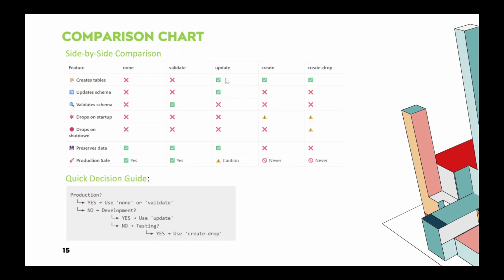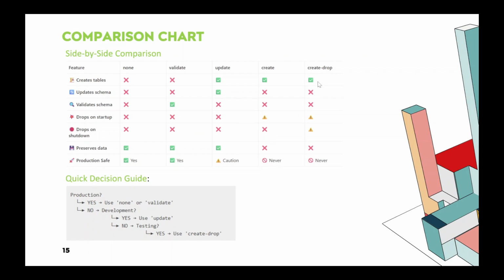Update is a problem. It will create tables and update the schema, but it does not check for schema changes properly. If the schema is different, it is going to create new schema elements. It maintains the data, though. Create means it will create new tables. It doesn't do schema checks and doesn't validate schemas, so be careful with that. It will drop the tables and create new tables, and it's not safe for production.